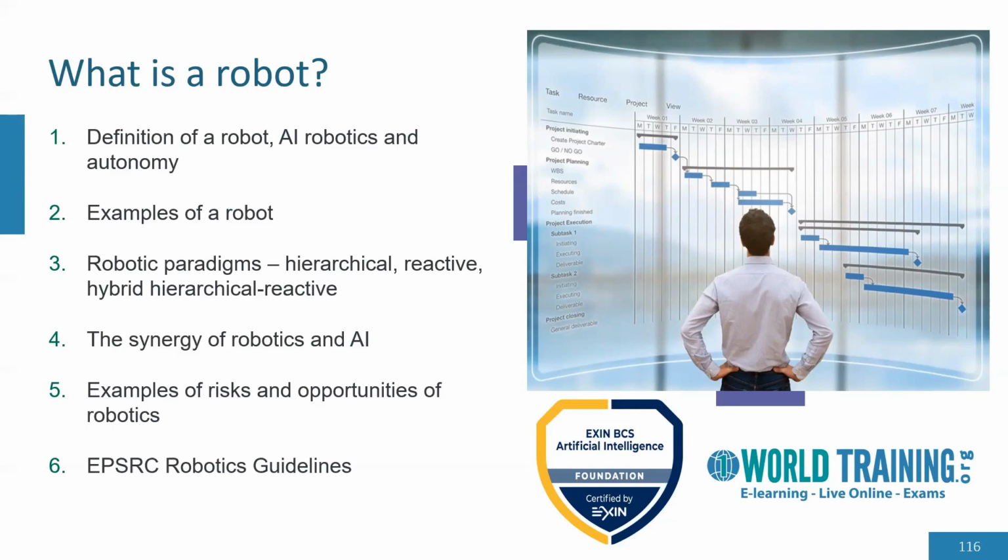We will also try to explore the synergies of robotics and artificial intelligence, and we will try to give some examples of risks and opportunities of robotics. In the end, we will try to see the robotics guideline principles, which is based on the EPSRC robotic guidelines framework, and we will discuss all these elements.